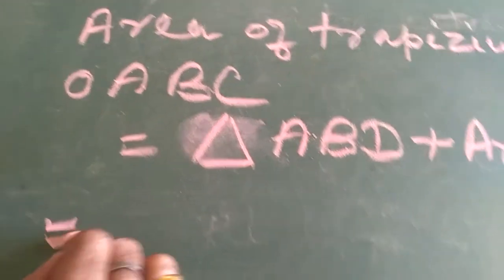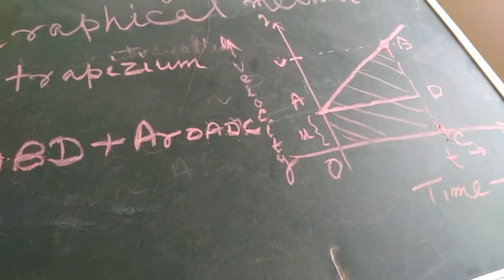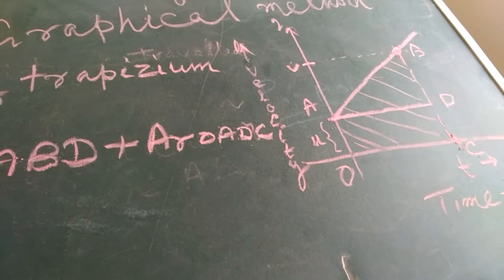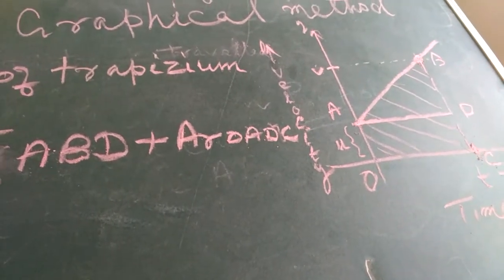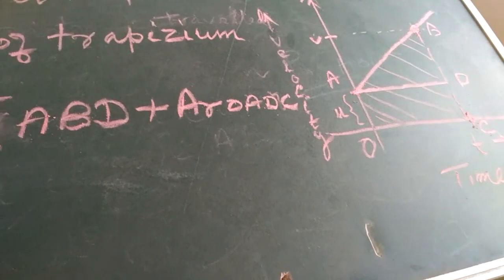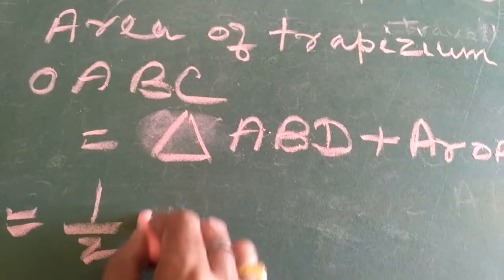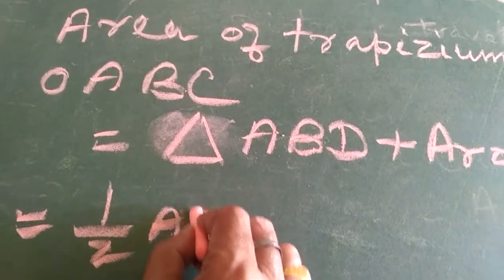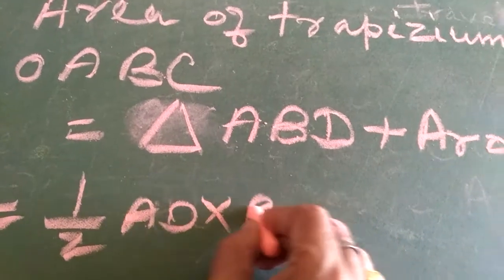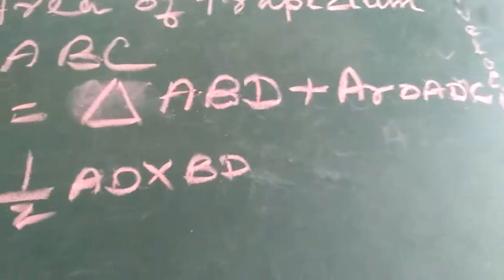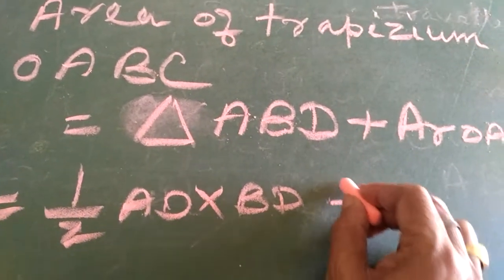Area of the triangle, may you show the graph, please? Area of the triangle ABD, you know the formula: half base into height. So half base is what? AD, into height. Height is how much? BD. I will do it step by step. If you understand it, it is better.